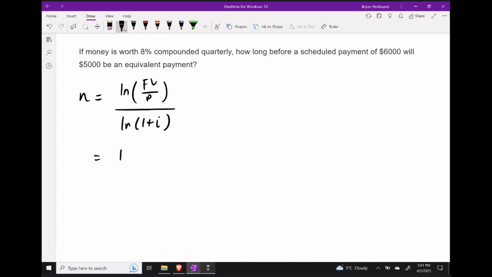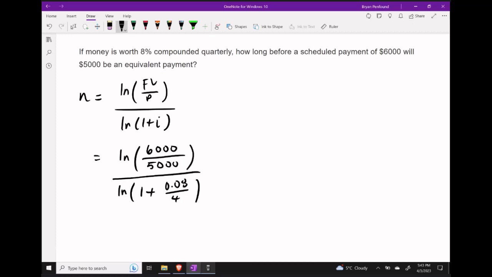Let's go ahead and start filling in some of the values that we have. We're going to be comparing our payment of $6,000 to a payment of $5,000. So we'll take $6,000 to be the future value and $5,000 to be the present or principal amount. In our denominator, let's take ln of 1 plus i. Here we'll take the rate of 8% compounded quarterly.